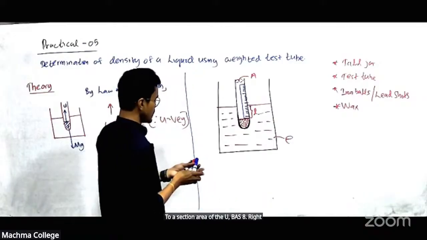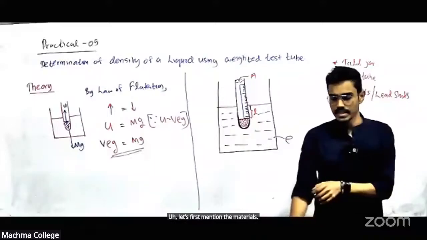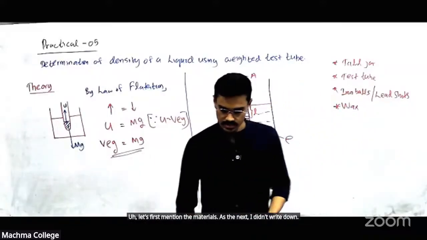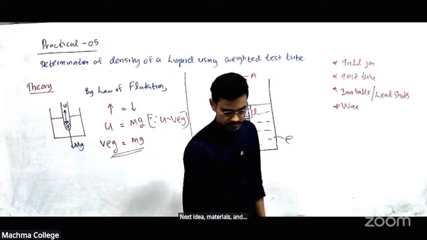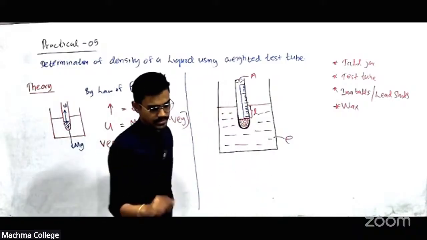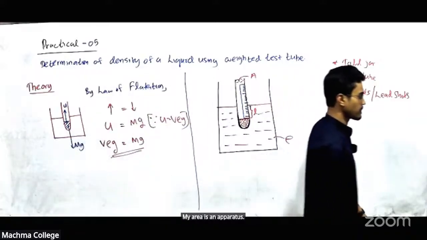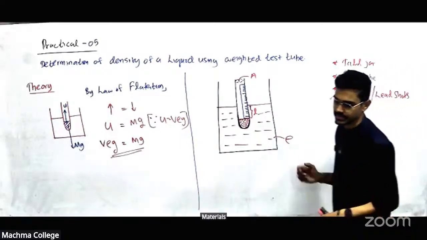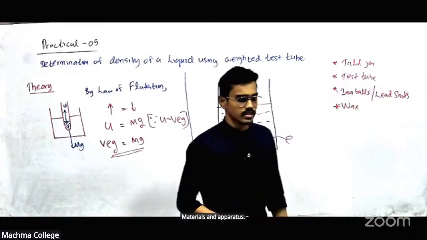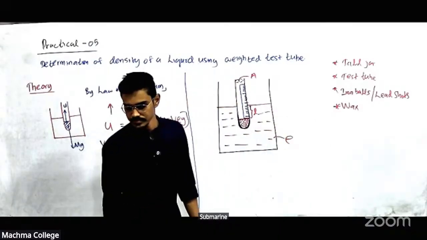Right. Now, let's first mention the materials. Next heading, write down materials and apparatus. Materials and apparatus. Okay. Subheading, materials.